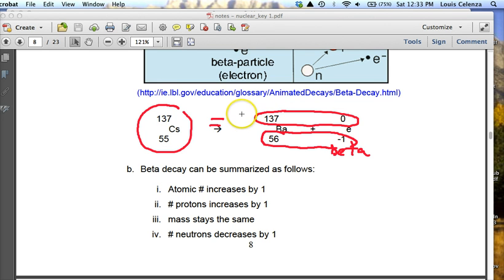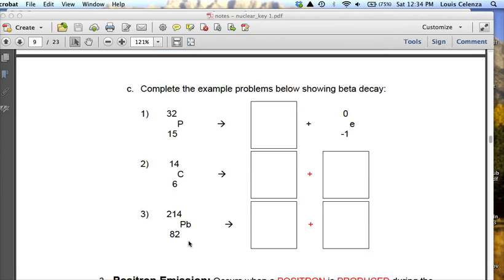So notice the big difference in alpha and beta. In alpha decay, both the atomic number and mass change. In beta decay, the new element has the exact same mass as the original element because all you did was trade a neutron for a proton, but the atomic number goes up by 1, and that's what they're talking about here. So let's do a couple of examples, like we had done for the alpha particles. I don't think I'm going to do all 3 of these because we're already up to 9 minutes.